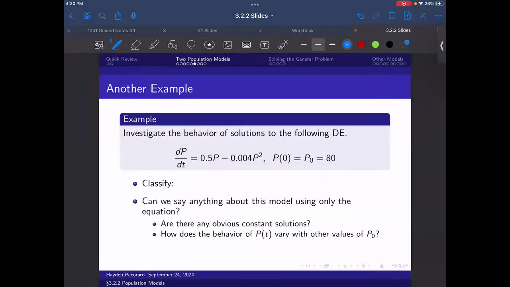So another example. Investigate the behavior of solutions to the following differential equation. Okay. So I'll give you a minute or two to just answer these 2 questions for yourselves. See what you can figure out, and then we'll talk about it.